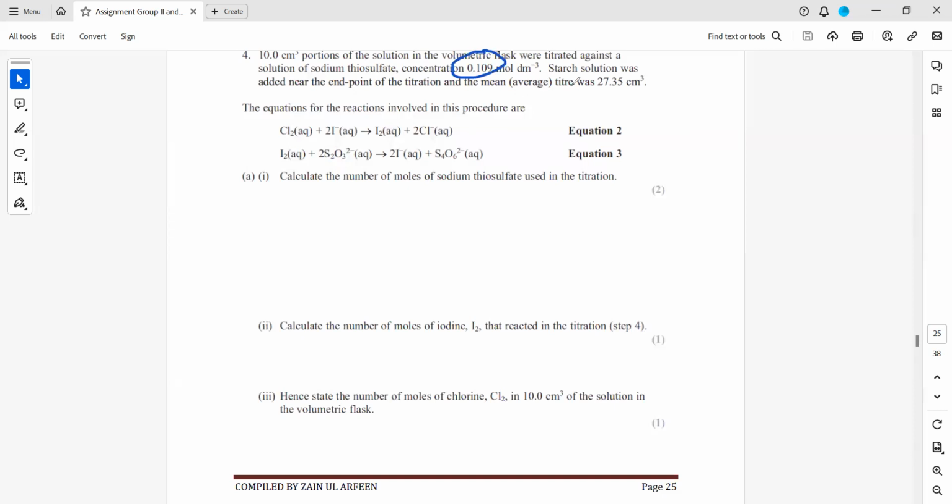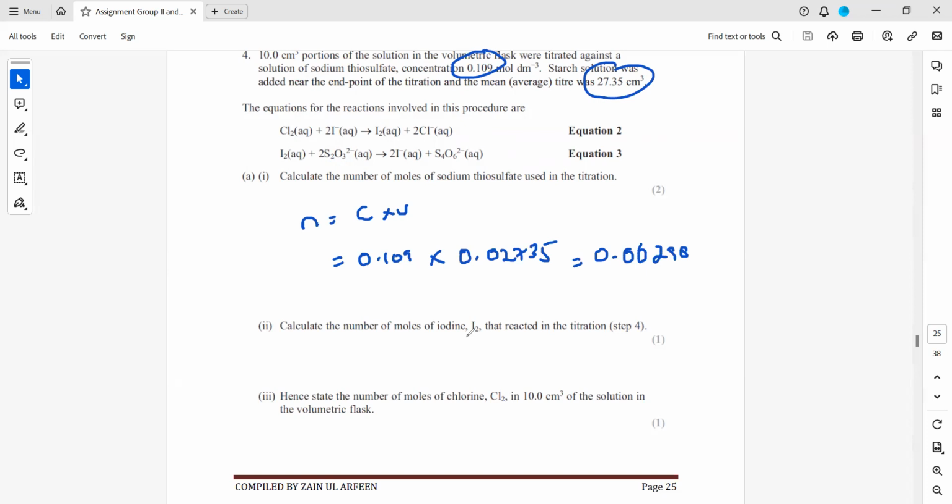So you have the concentration and you have the volume. So moles is concentration times volume, 0.109, and the volume is in cm cube. You have to convert into dm cube, divide by 1000, so 0.02735. When you multiply, this will give you the moles, which is 0.00298. These are the moles of thiosulfate.